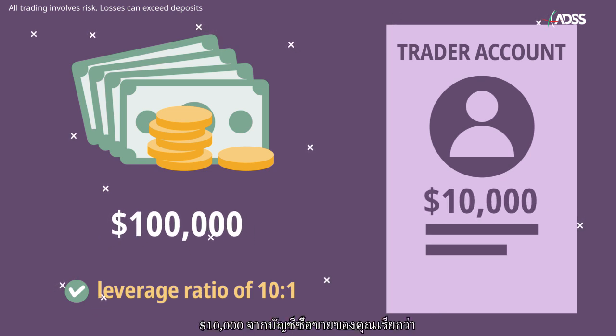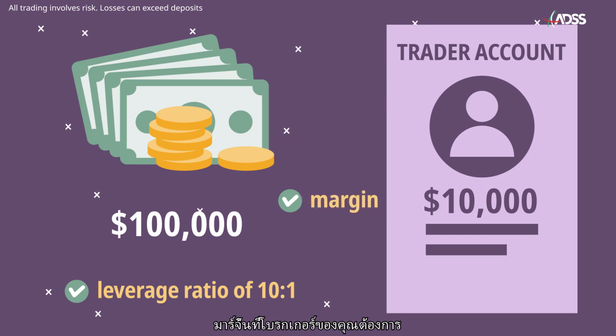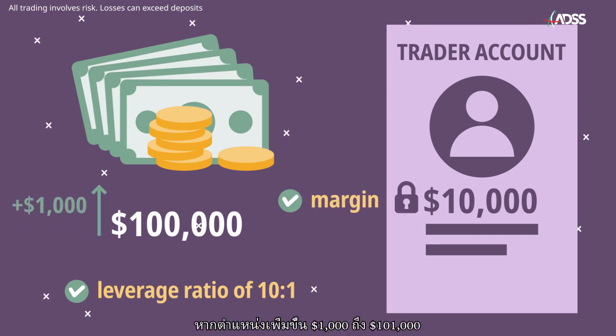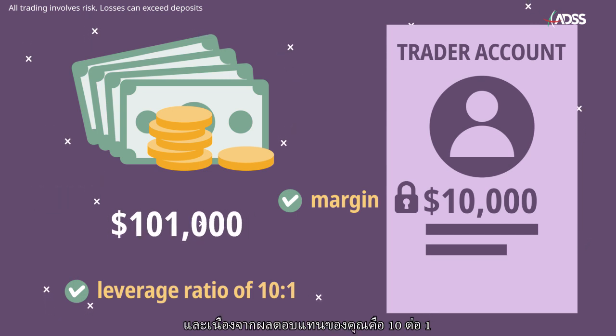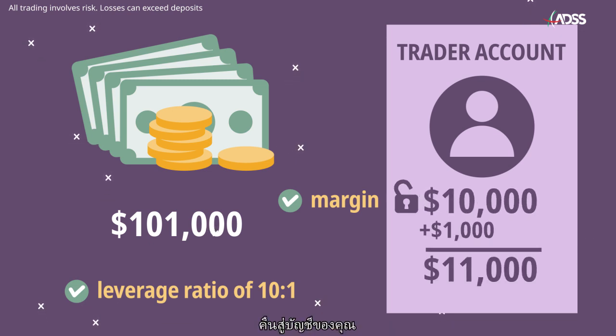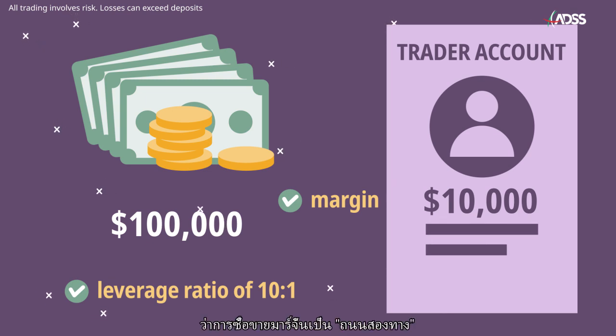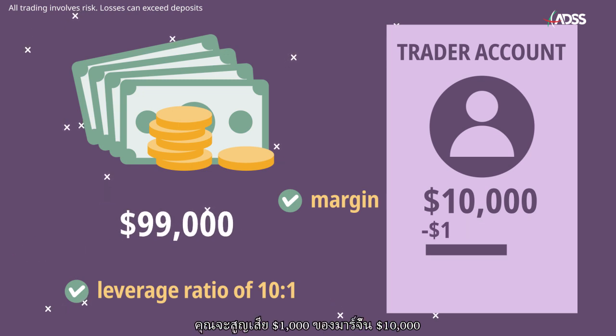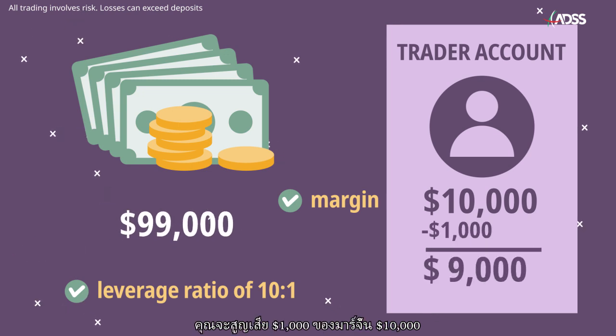The $10,000 from your trading account is referred to as the margin required by your broker, which is treated as a deposit. If the position rises by $1,000 to $101,000, you would have gained $1,000 plus have the $10,000 margin returned to your account. It is important to understand that margin trading is a two-way street, and had the investment devalued by $1,000, you would have lost $1,000 of your $10,000 margin.